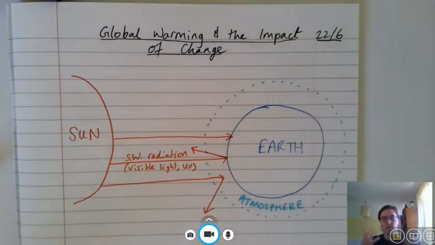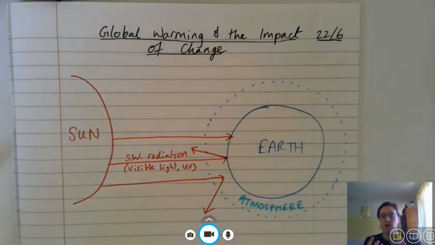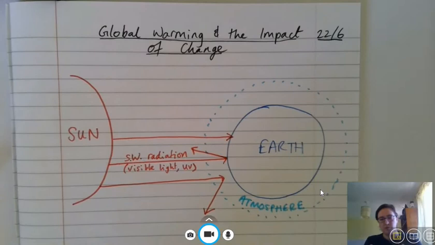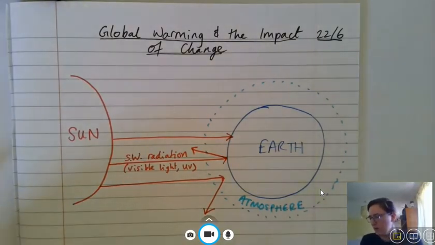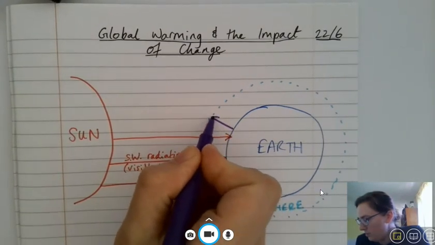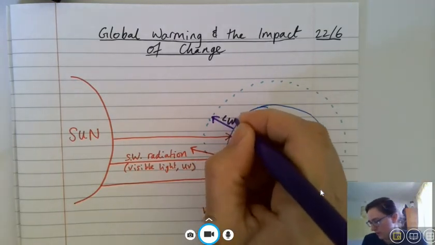And that radiation being absorbed is essentially the Earth taking in energy. And some of that energy is going to be re-emitted, and it's emitted as a long wave radiation. So I'll put long wave, LW.